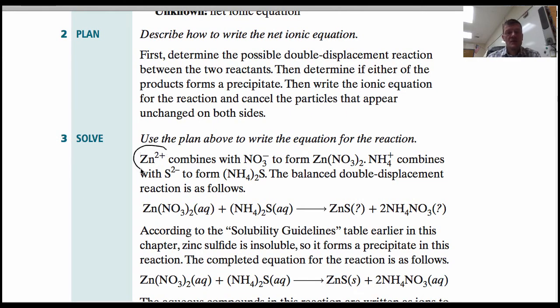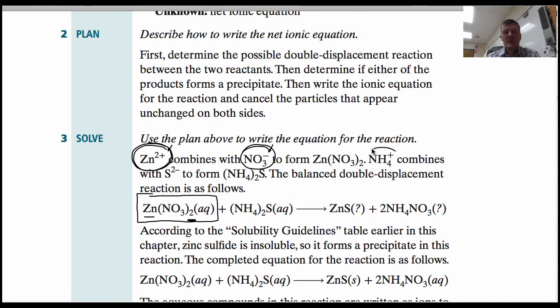Zinc forms a 2+ ion. Nitrate, if you look on the polyatomic ion chart, is NO3 negative, so it's a -1 and a +2. So you're going to need two nitrates to combine with the one zinc. This is the formula for zinc nitrate right there.